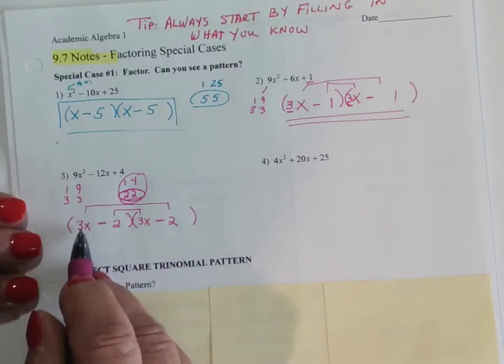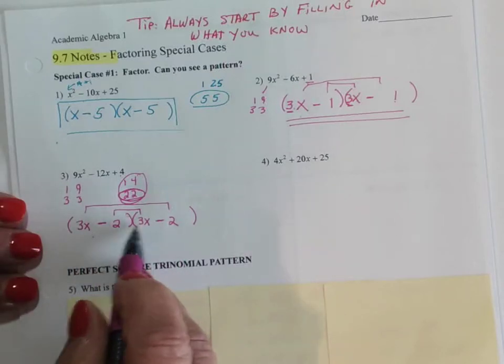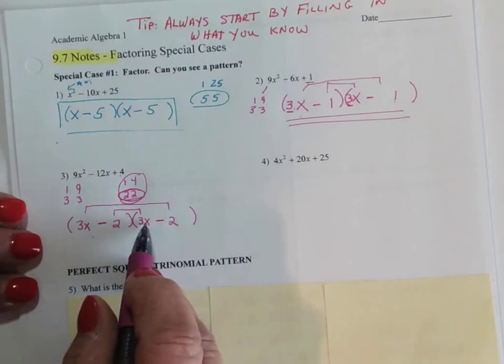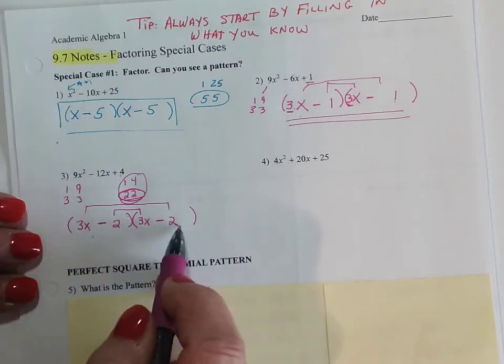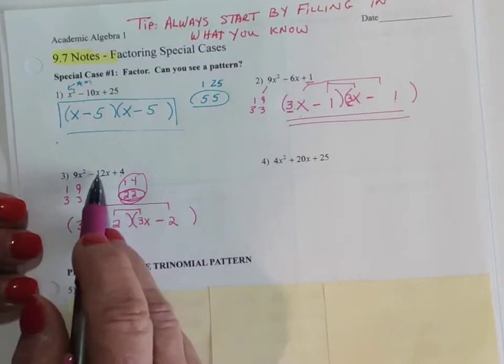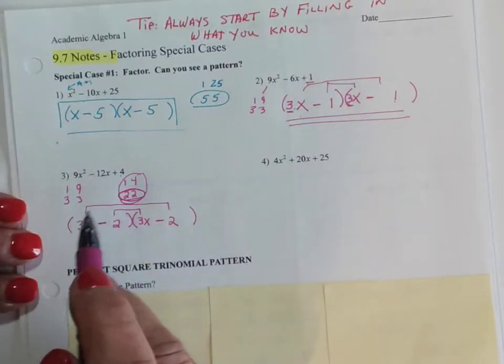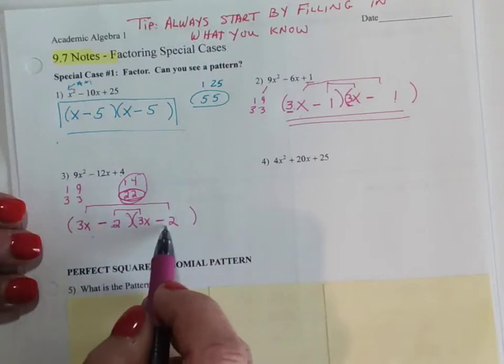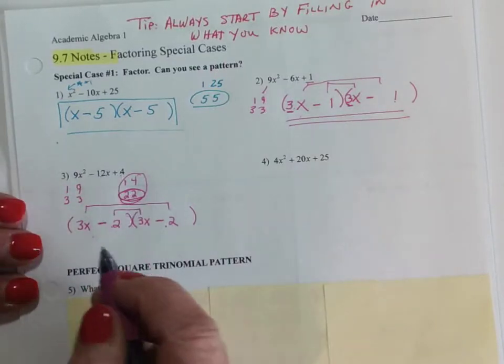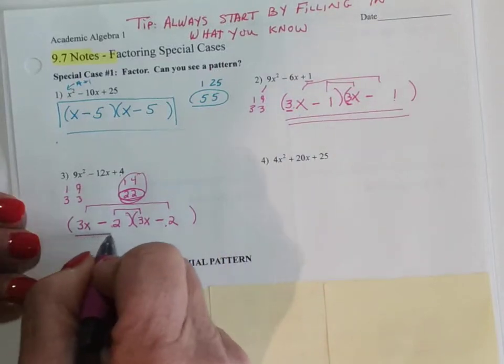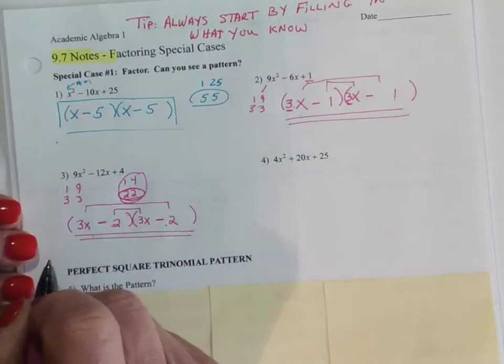All right, so let's multiply, make sure this is correct. 9x squared, good. Negative 6x and negative 6x, negative 12x, good. Negative 2 times negative 2 is positive 4. So that is the correct answer.